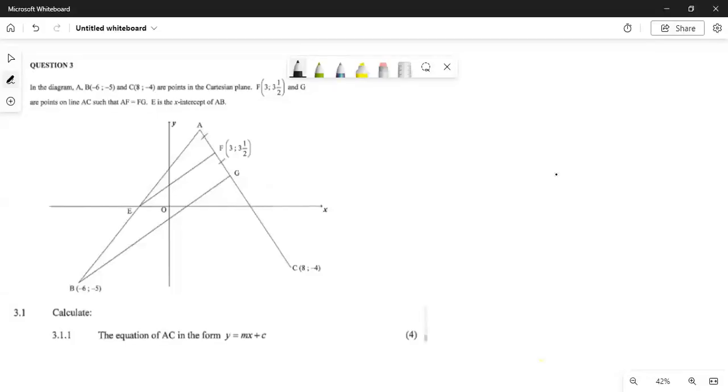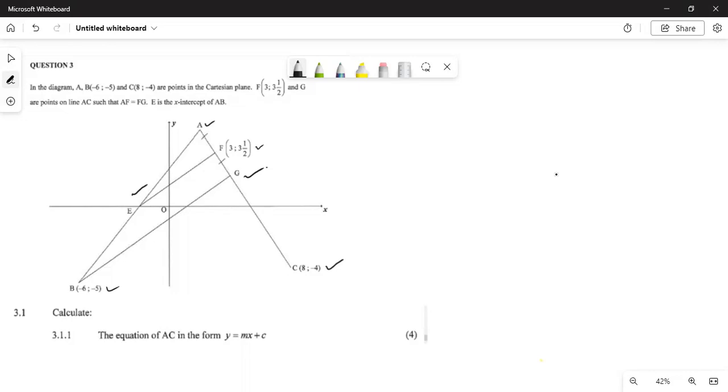The diagram: A over here, B, which is (-6, -5) over here, C is (8, -4). These are points in a Cartesian plane. F, here's F, and G are points on the line AC such that AF is equal to FG, and we are told that E is the x-intercept of AB. Question 3.1.1 wants us to calculate the equation of AC in the form y = mx + c.